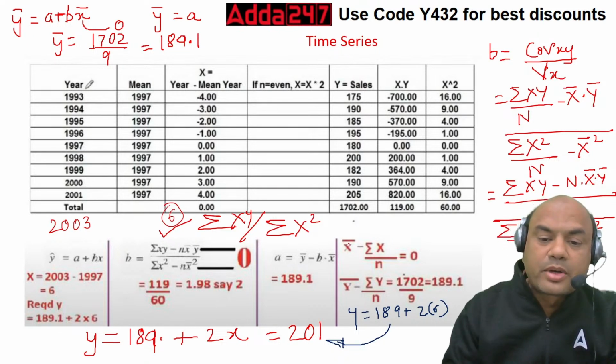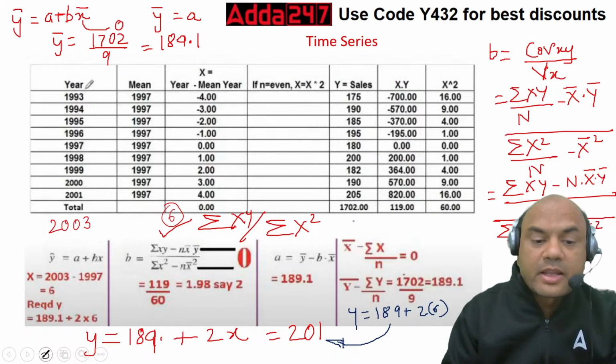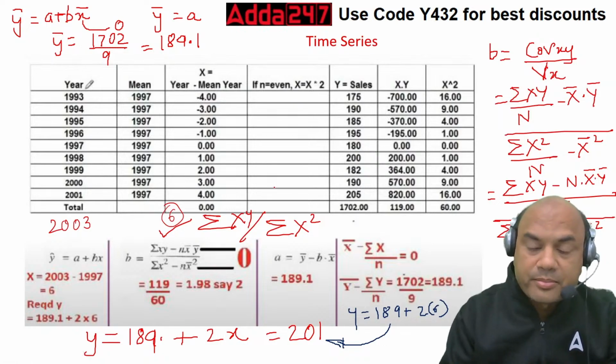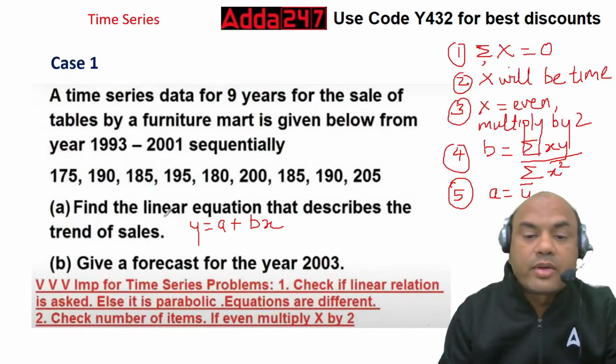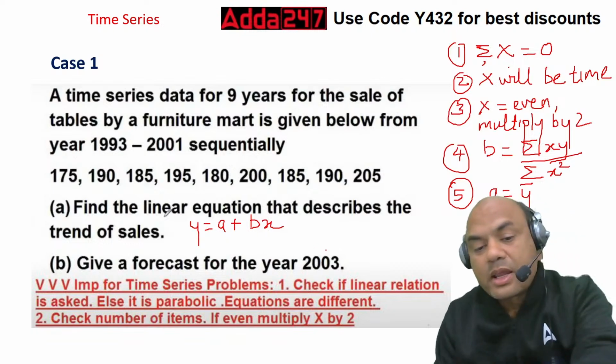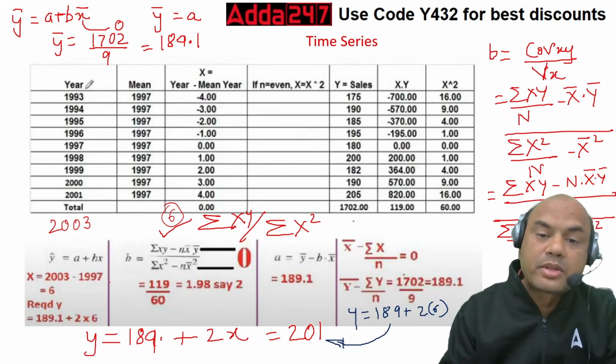Take this 6 and put it in that equation. Y equals 189 plus 2x. Put 6 over here. So 6 times 2 is 12. 189 plus 12, so that is 201. So you got y. So when x was 2003, your sales will be around 201, roughly.